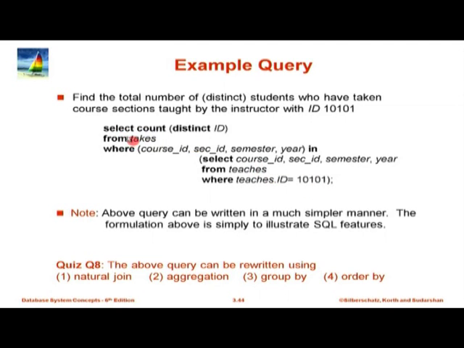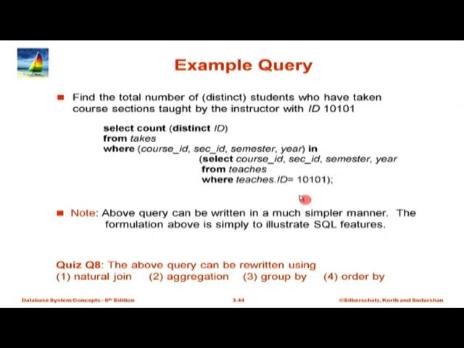Now, I want to join it with takes. And what is the join condition? I could just do a natural join which will equate course ID, sec ID, semester, year. Those are all the things which are common between teaches and takes, is it? We have to be careful here. Are these the only things common? We have to go back to the schema and check.